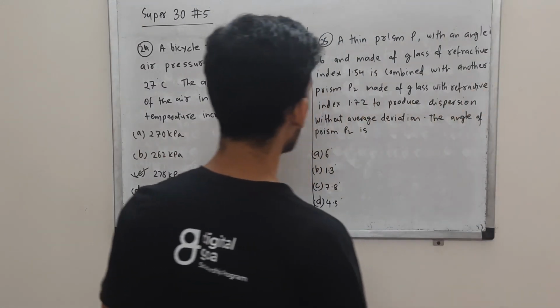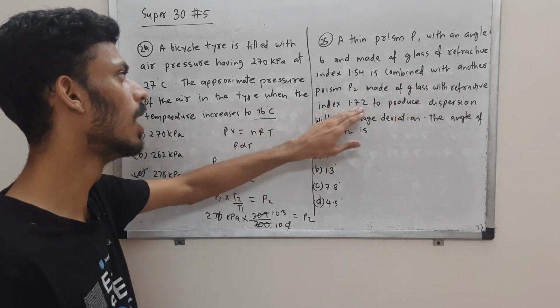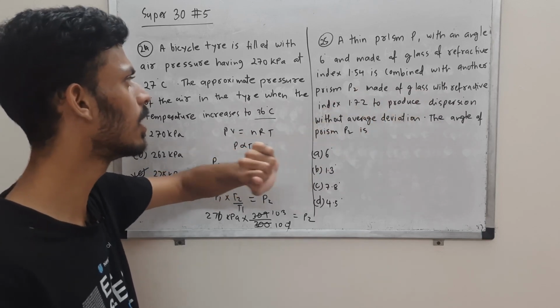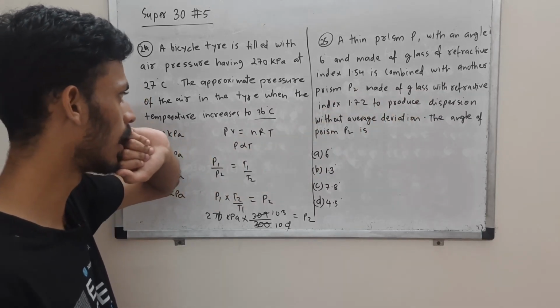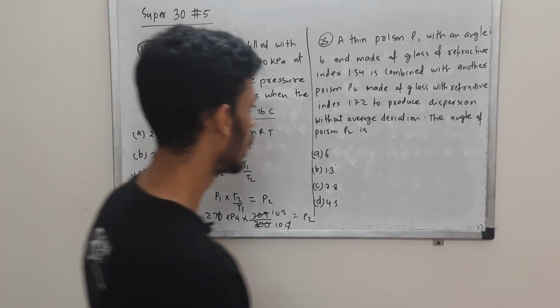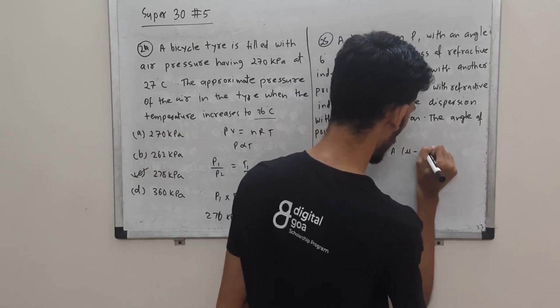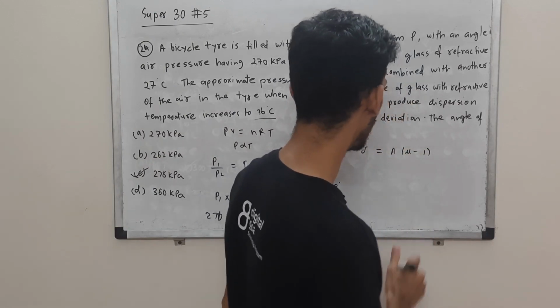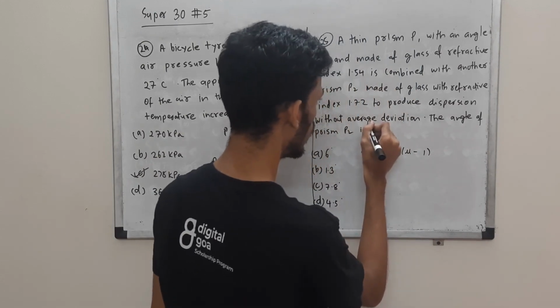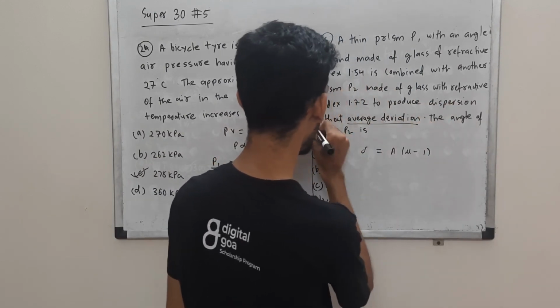A thin prism P1 has angle 6 degrees, and its refractive index is given. P2's refractive index is given, and you are supposed to tell the angle of prism P2 for dispersion without deviation. Now deviation in case of a small prism is A into mu minus 1, right? Now these are combined and there is dispersion without average deviation.